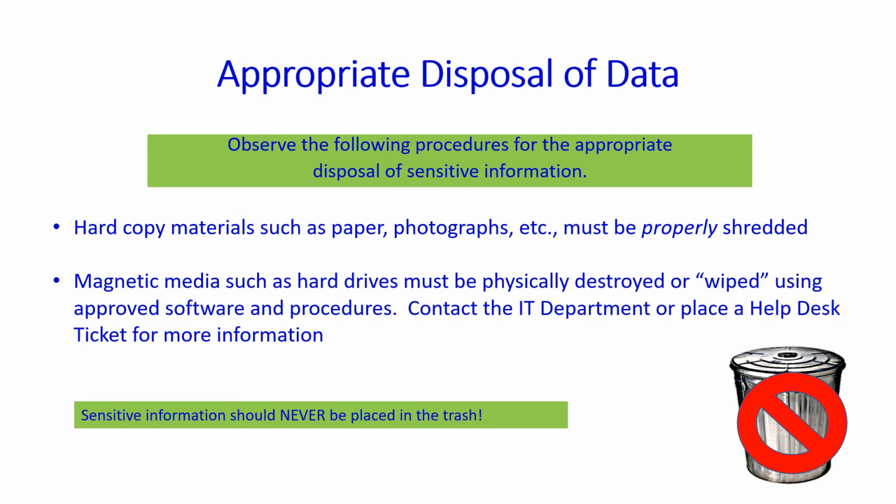When you are ready to dispose of paper containing PHI, use shredding bins designated for that purpose. When you need to dispose of a hard drive or other magnetic media, that destruction must be done with specifically approved procedures. Contact the IT department by placing a help desk ticket, and you will be contacted with further instructions for how to dispose of your media.